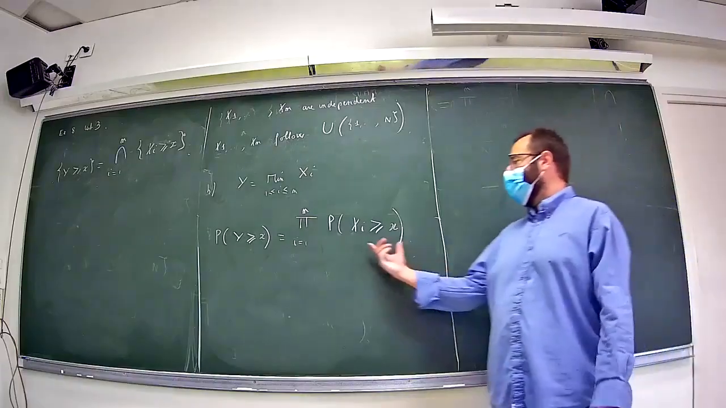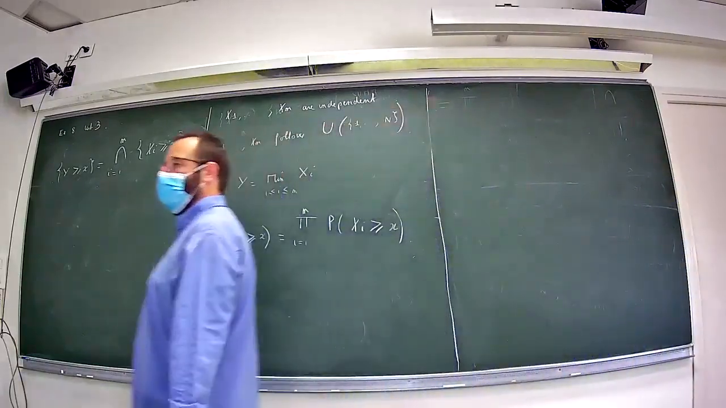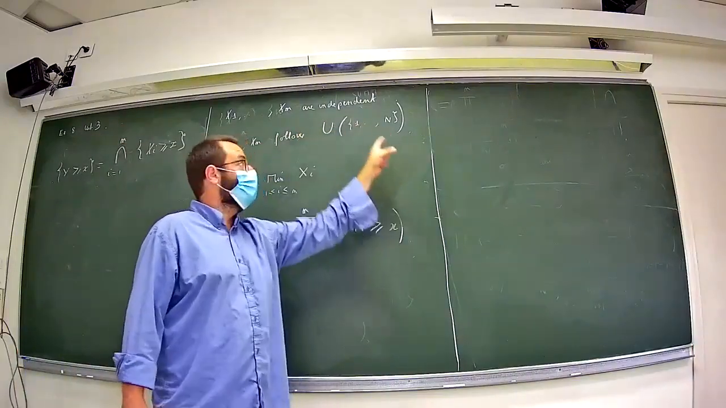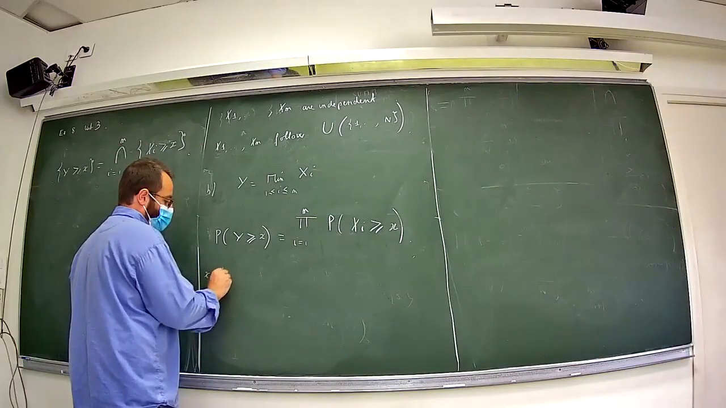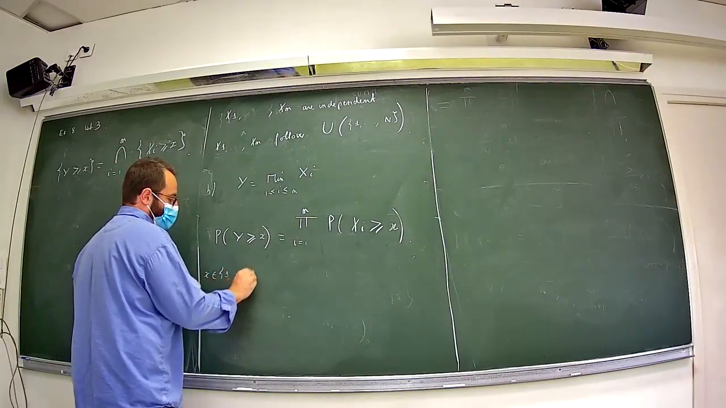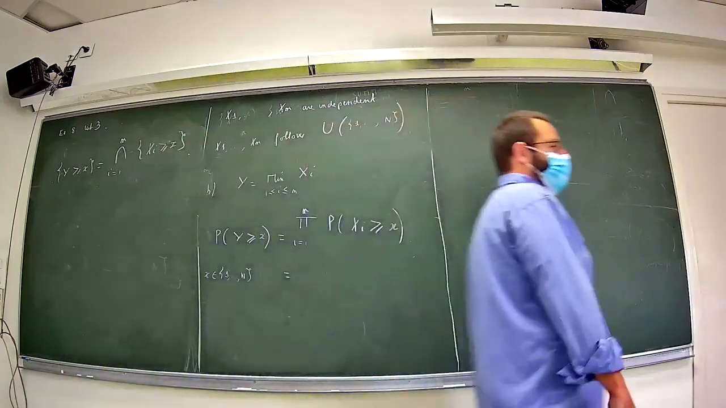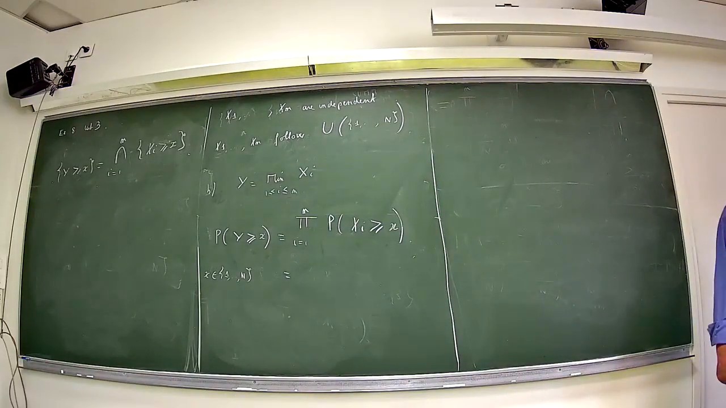And you have to compute this probability here, knowing the fact that it belongs to 1 to n, and here x belongs to 1 to n for sure. So what is the probability that xi is greater than x? The possible cases are xi is equal to x, xi is equal to x plus 1, until xi is equal to capital N. How many cases here?